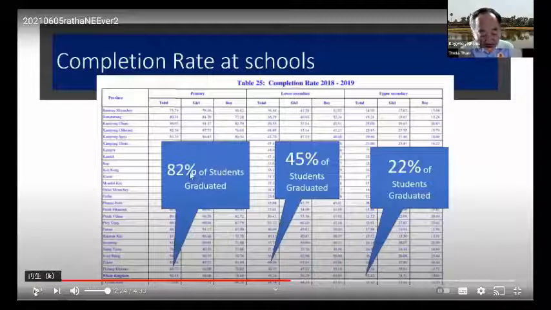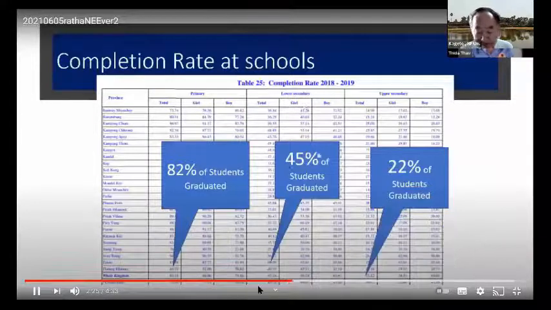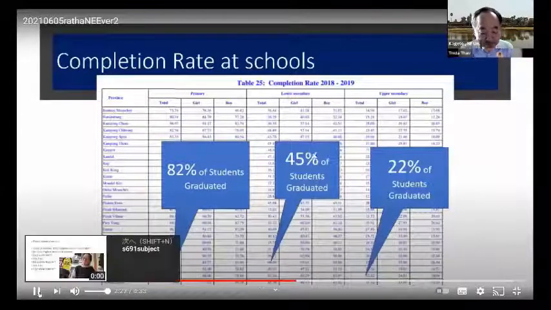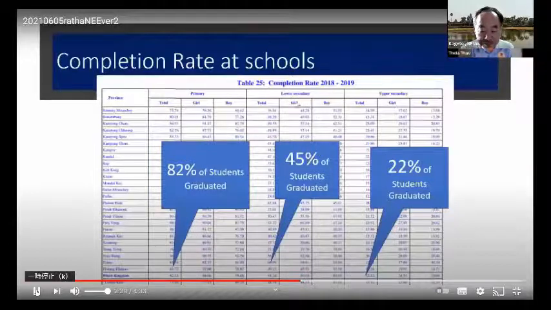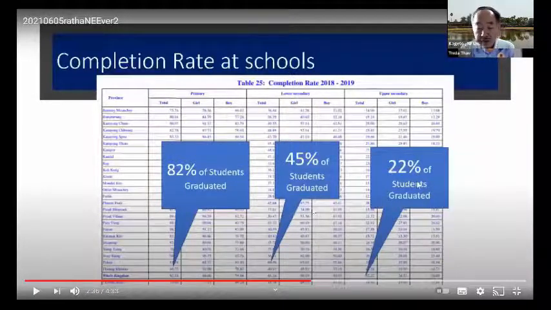Thank you, Tida. Yeah. And 45% of students from junior high school and as low as 22% in senior high school. Okay, this kind of presentation was very efficient and intelligible for most of the students.